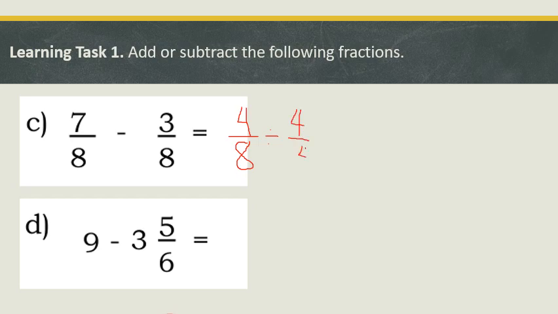So, we can divide them by 4. 4 divided by 4 is 1. 8 divided by 4 is 2. So, that means the lowest term of 4/8 is 1/2.